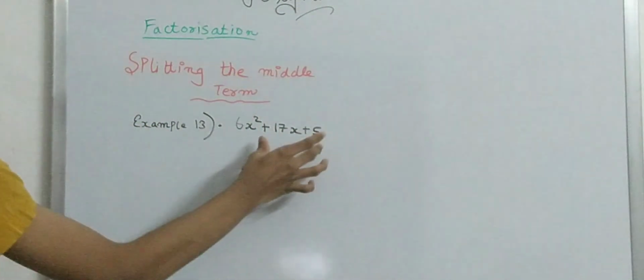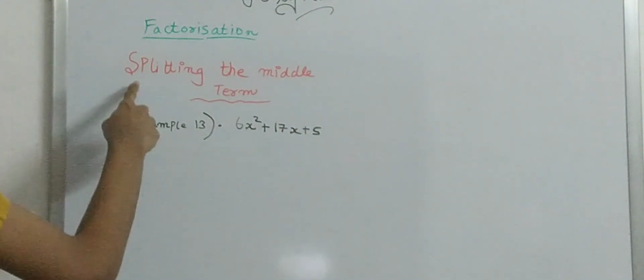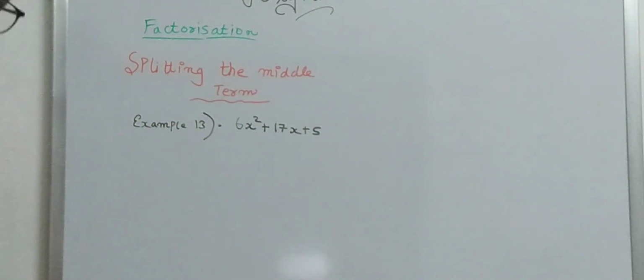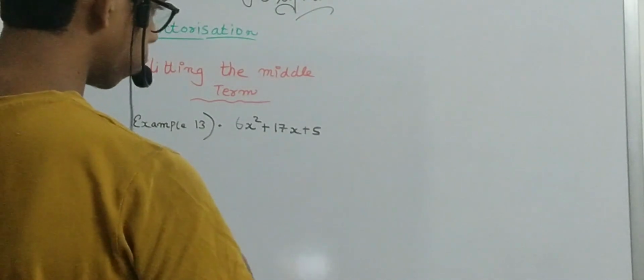Okay, so now we will be learning a new thing, which is factorization of a given quadratic polynomial using the splitting the middle term method. There are different methods by which you can factorize a quadratic polynomial, but today we will be learning how we can factorize a given polynomial by splitting the middle term. There are a few steps that you should follow in order to do it. Just listen to me carefully. How will we do it?